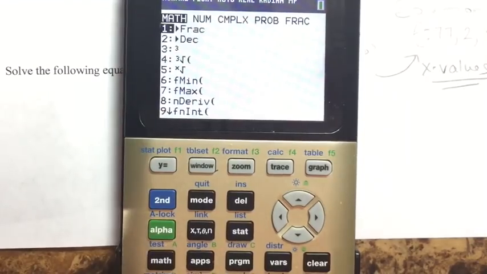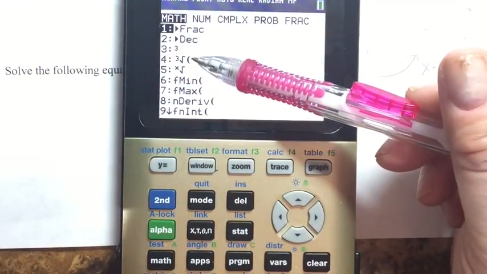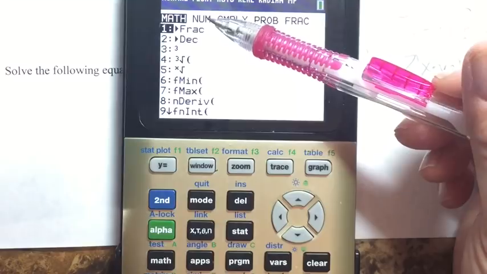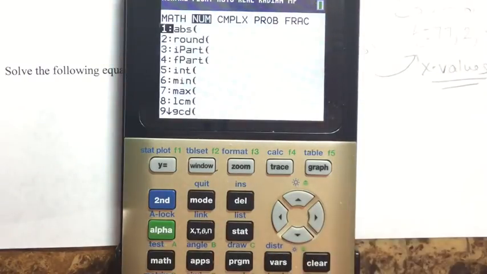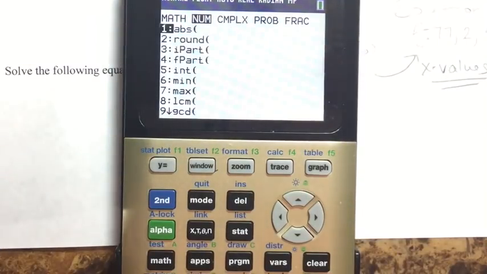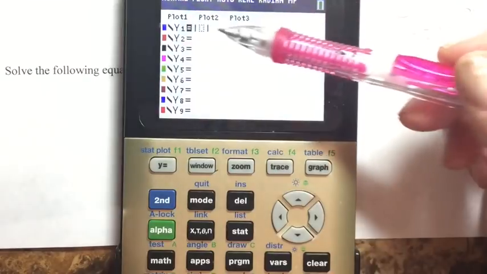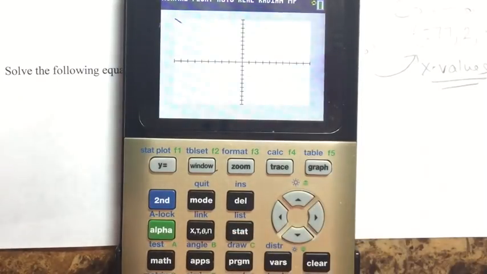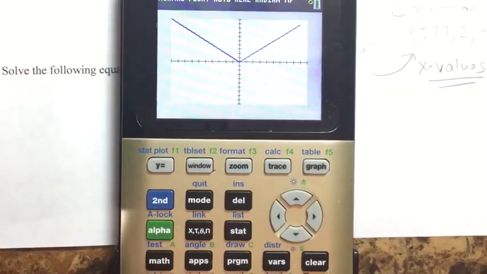Remember how we did math to find log base, if we scrolled down? Well, this time we need to scroll over to num, right there. You see that? Absolute value is the first one. So we just hit 1 or enter, either one. Notice how it brings up my little absolute value signs. So we're doing the absolute value of x, and then down here we're doing x squared. We hit graph. Boom. There we have our absolute value, and then x squared is going to be a parabola.